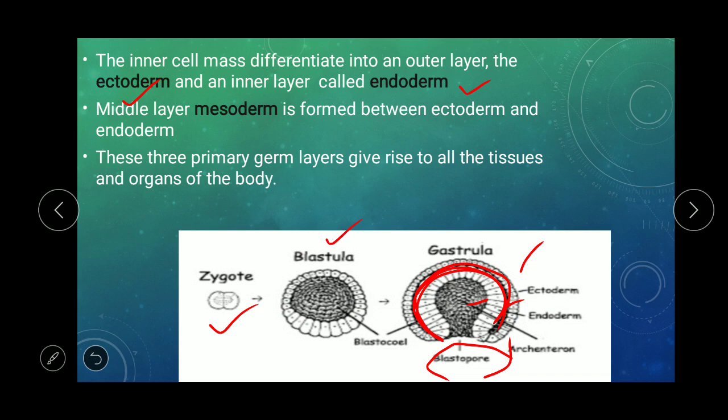The middle layer will be the mesoderm. So different structures are formed from different germinal layers. These three germ layers, that is the primary germ layers, will give rise to other organs. For example, the neural tissues, brain, are formed by the ectoderm. The endoderm will form the digestive system. The mesoderm will form the connective tissues like blood, muscles, etc.